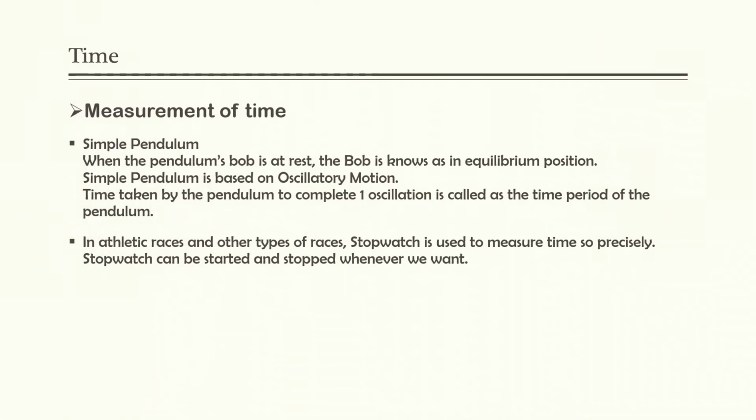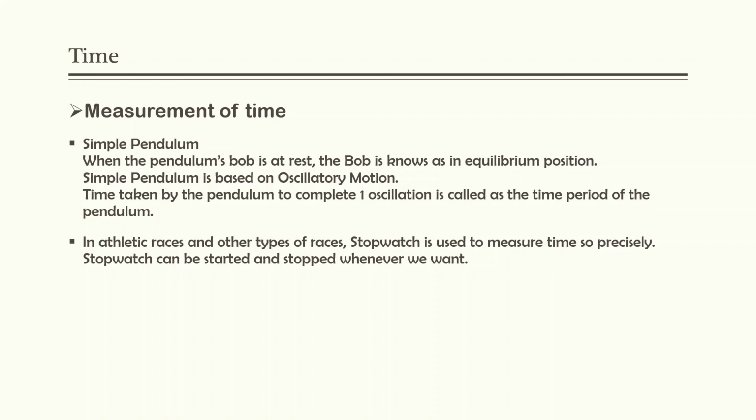Simple pendulum is an ancient device used to measure time. It has a metal bob tied to a taut light string, and the other side is tied tightly to a rigid support, leaving the metal bob free so it can oscillate. The simple pendulum is based on oscillatory motion. When the pendulum's bob is at rest, it is known as the equilibrium position.